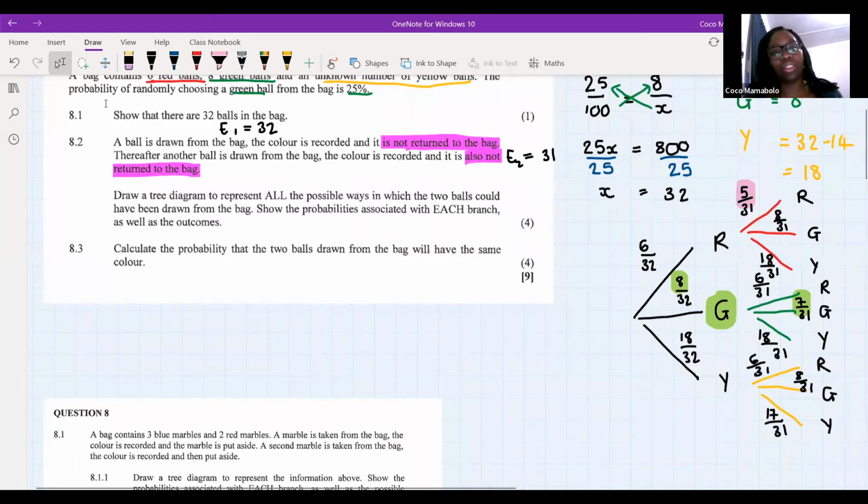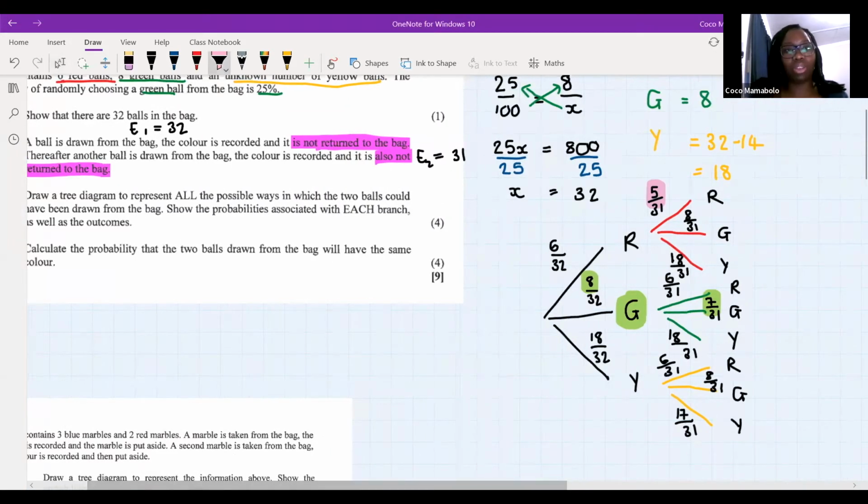All right, then question 8.3. It says, calculate the probability that the 2 balls drawn from the bag will have the same color. Okay, now we have to look at where we would possibly have the same color again. Now, what I usually do over here is I will count the events that we had. So in this case, we'd have red and then red again. So red and then red.